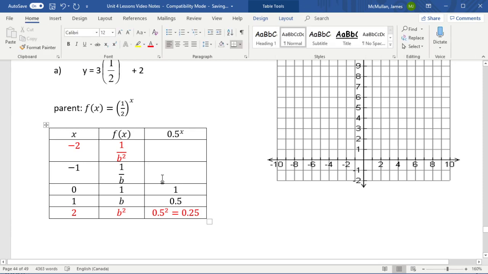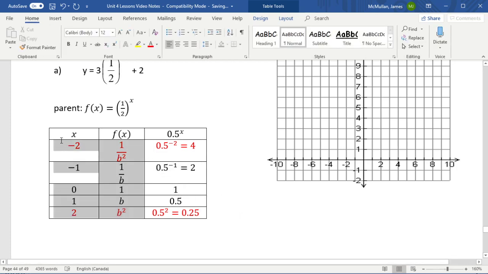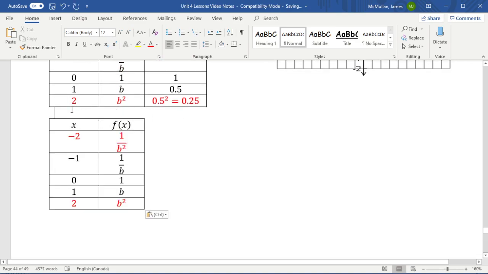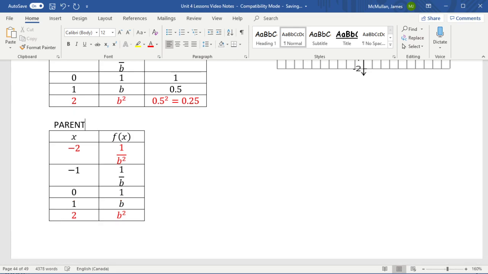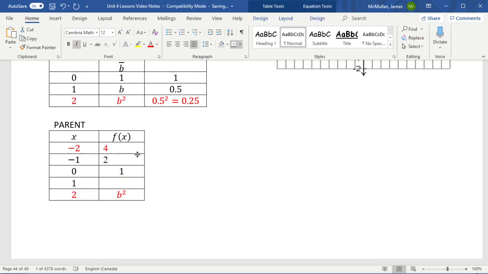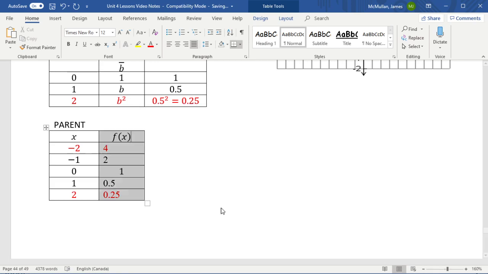Now, what is b to the negative 1? So 0.5 to the power of negative 1 is equal to 2. And 0.5 to the power of negative 2 is equal to 4. Okay, so these are the points I need on my parent function. Let's just quickly draw the parent function one more time. So here's my parent. Okay, so it was 4, 2, 1, 0.5, and 0.25.